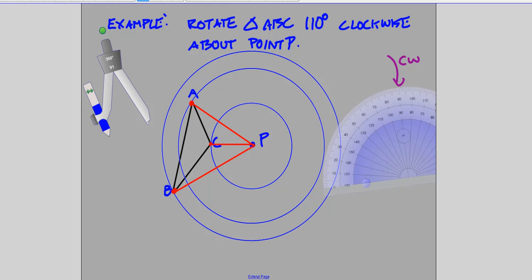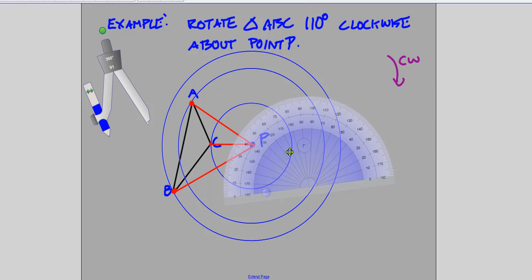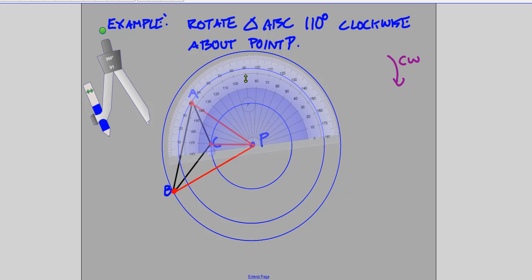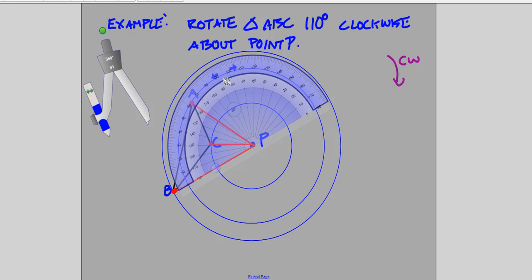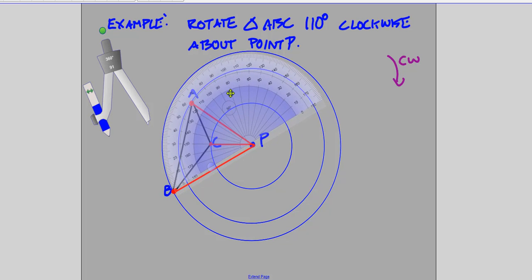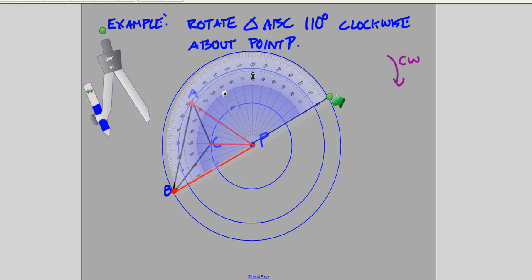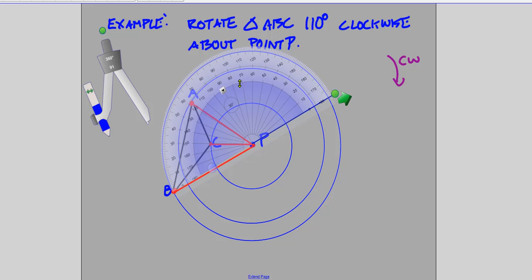We're going to put our compass again at the center. Now I'm going to rotate it to line up with B like that. I'll make it a little bigger. Alright, so I need to go 110 degrees this time. I'll use green again here. So that's 10, 20, 30, 40, 50, 60, 70, 80, 90, 100, 110. Puts me right here.